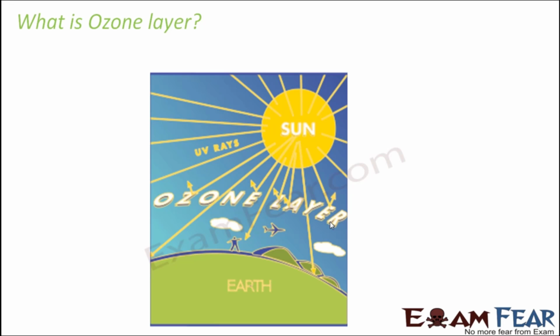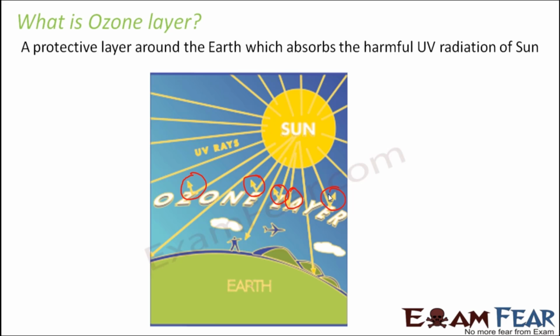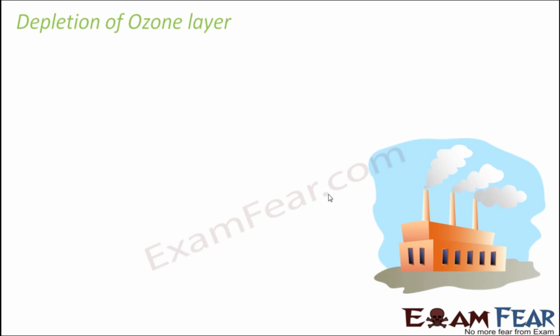So now when we talk about the ozone layer, all these ozone molecules form a layer, and this layer is termed the ozone layer. As you look at this, from the sun, the visible light is able to reach the earth, but the ultraviolet radiation is not allowed to enter inside the earth, because the ozone layer absorbs it and doesn't allow it to reach any further. So a protective layer around the earth which absorbs the harmful ultraviolet radiation of the sun is termed the ozone layer.